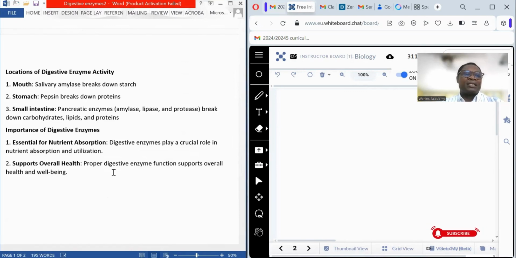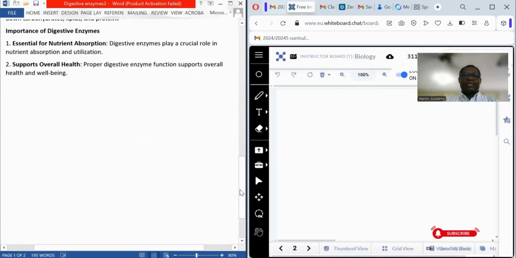Let's see some importance of digestive enzymes. One, it helps in the essential nutrient absorption. It allows for the absorption of nutrients. So those solid food substances are broken down into simpler form, into simpler nutrients which the body can absorb. It supports the overall health of the body. You know, the nutrients provide us with materials that aid the mechanical function, materials that aid the defensive function of the body, like antibodies, materials that help provide the body with growth, materials that help replace worn-out tissues in the body.